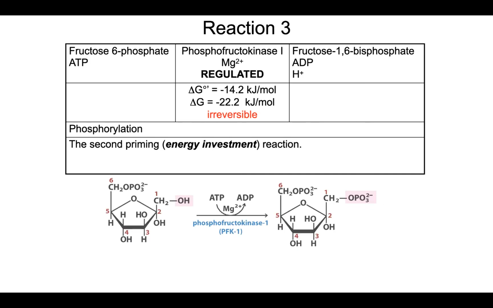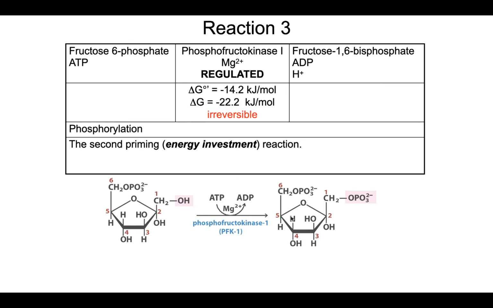Okay, reaction number 3, and this one is catalyzed by a very important enzyme called phosphofructokinase 1, PFK1. It is another kinase, which means here's our second ATP that we are spending, and we're spending it on phosphorylating the 1 carbon. So what we end up with is a molecule called fructose 1,6-bisphosphate, which is super easy, right?